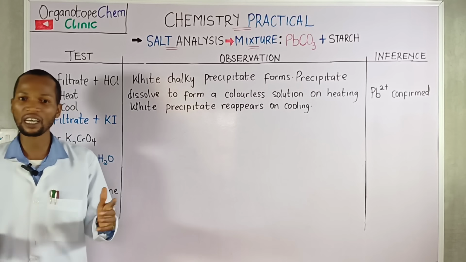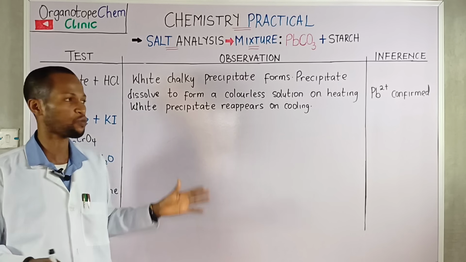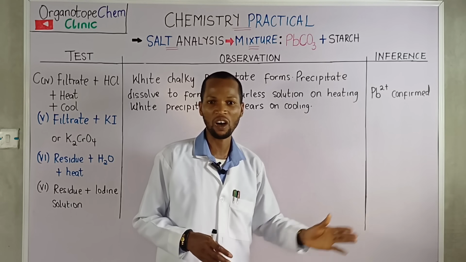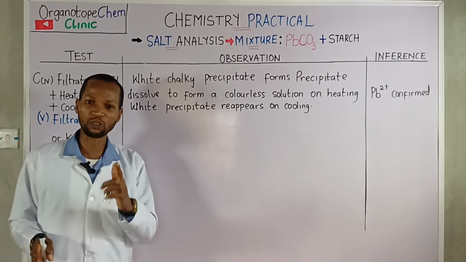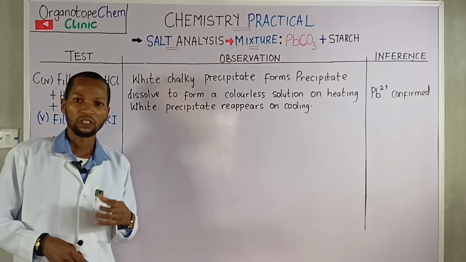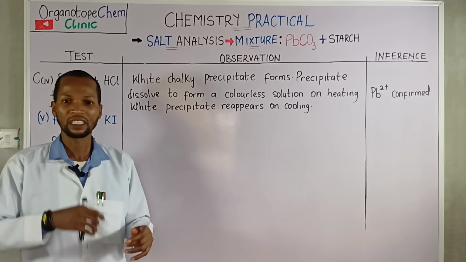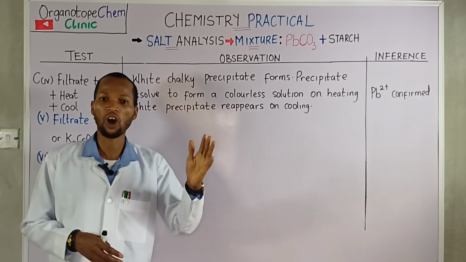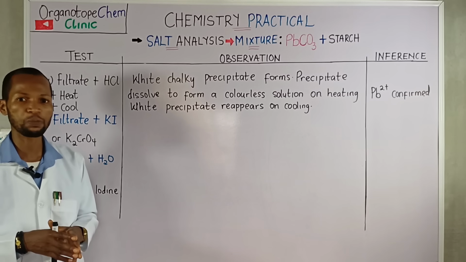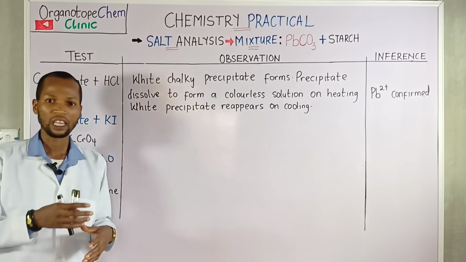Note that for the practical chemistry examination, you are expected to have all necessary reagents for qualitative analysis. So in this particular salt analysis, we have the first confirmatory test for lead 2 ion. The confirmatory test was conducted by adding hydrochloric acid to the filtrate and then heated. It was observed that a colorless solution was formed, and after that we have the reappearance of the white precipitate on cooling the solution in the test tube. Since all necessary reagents are actually provided for the salt analysis, we can consider another confirmatory test for lead 2+.